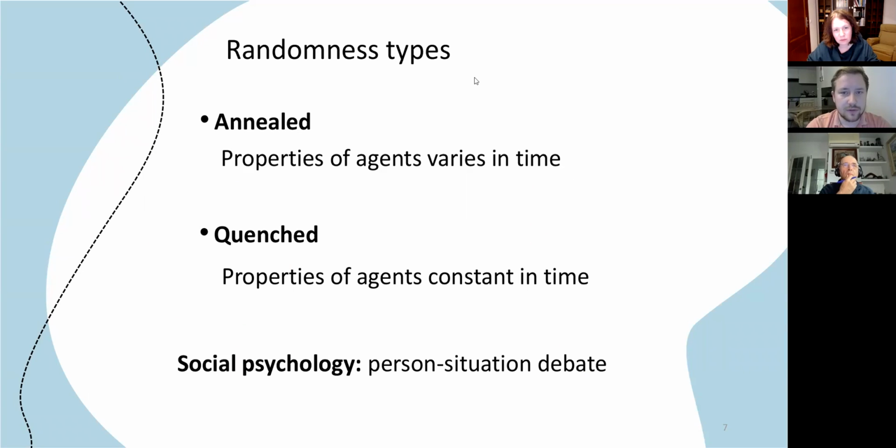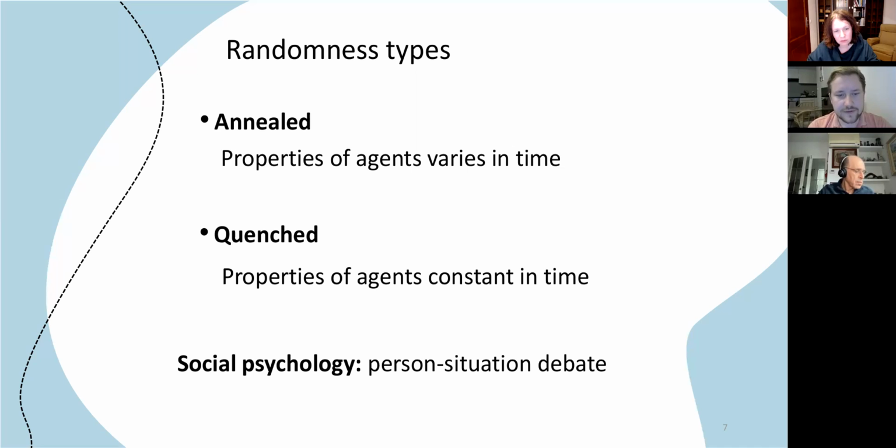We will also look at how different randomness types influence our model. I will distinguish two types of this randomness, annealed and quenched. Annealed is the situation in which properties of agents vary in time. So when I pick an agent, he can act in one way, but when I pick him again later on, he can act in a different way. We deal with this time variation with some probability, so the agent will act in a given way with some probability.